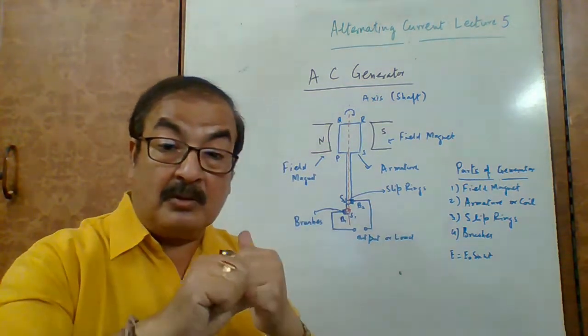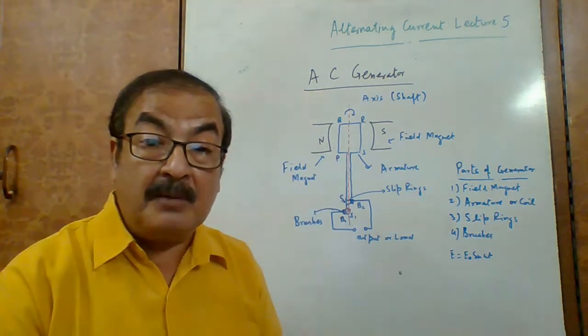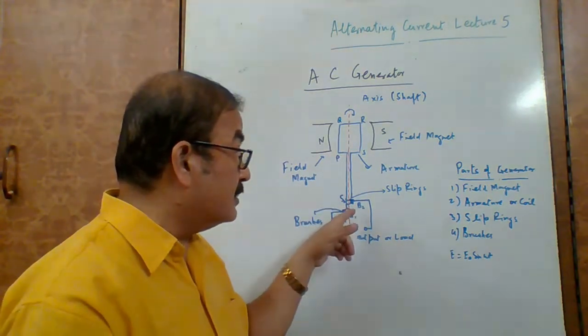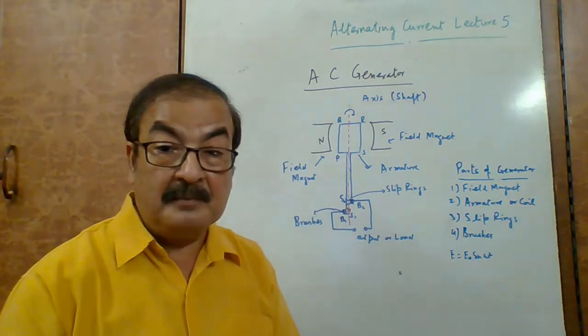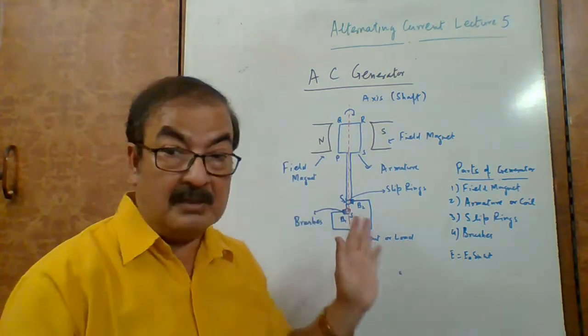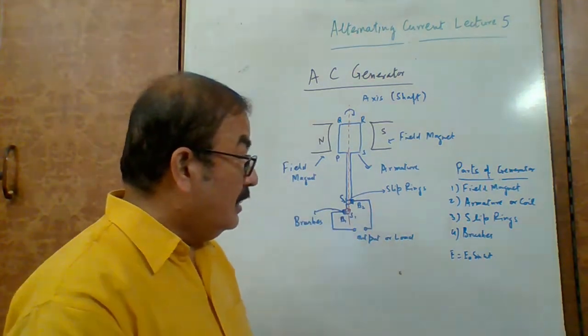Why do we call them slip rings? Because they can completely slip over the carbon brushes, B1 and B2. It's very clear. Okay.